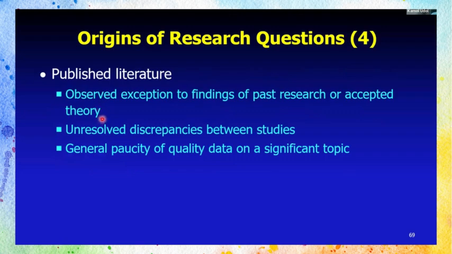You may see some findings that contradict the existing theory, which could originate your research question. Or you can find that many studies looking at the same thing did not provide the same results. It's an unresolved discrepancy between studies that could be the origin of your research question. Or in some situations, you may review the literature and find that there is just little research regarding that topic, and that would be the origin of your research question. A general paucity of quality data on a significant topic.